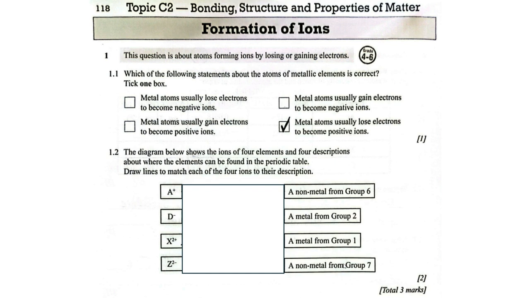D minus, if it's minus, it gains an electron. Therefore, it has to be an element that has 7 electrons in its outer shell, and gains an extra one to form a minus 1 charge. So it should be a non-metal from group 7.